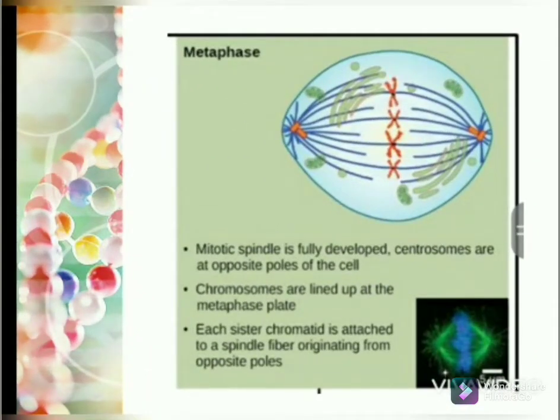Metaphase. The mitotic spindle is fully developed. Centrosomes are at the opposite poles of the cell. Chromosomes are lined up at the metaphase plate, and each sister chromatid is attached to a spindle fiber originating from opposite poles.